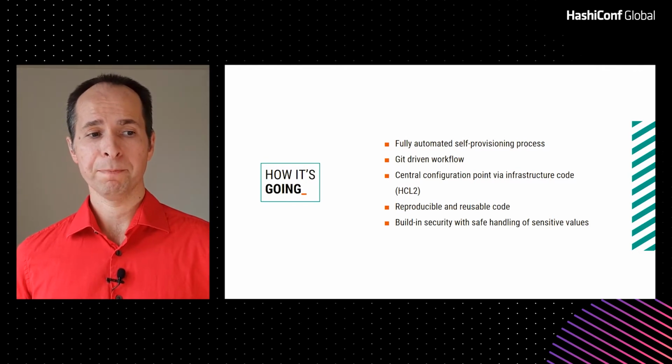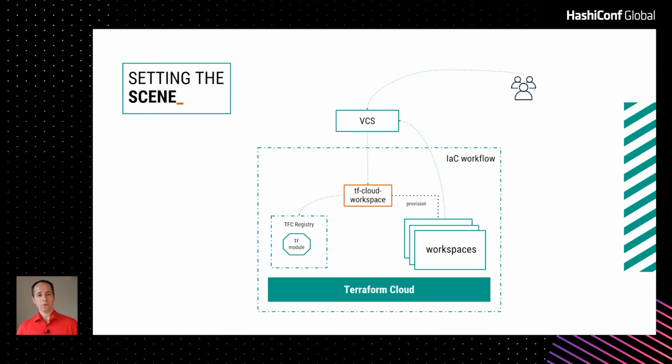So before we look at some code examples and the demo, let's quickly have a look at what we're going to show today. For the demo today, we're going to use a VCS system, in our case GitHub, where we're going to have a repository where our configuration code for Terraform Cloud will live. So we will have a Terraform Cloud workspace defined, which is going to be used to configure the rest of the workspaces.